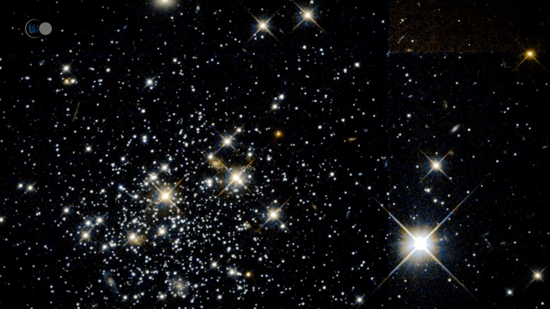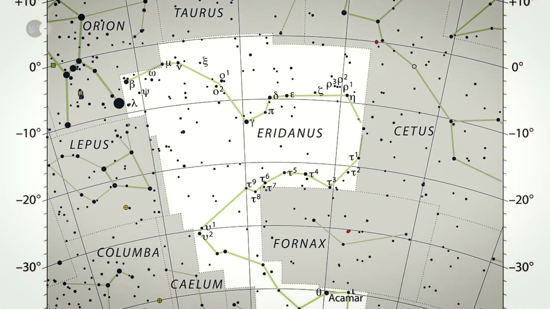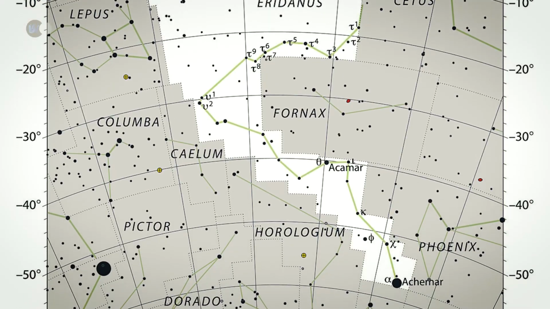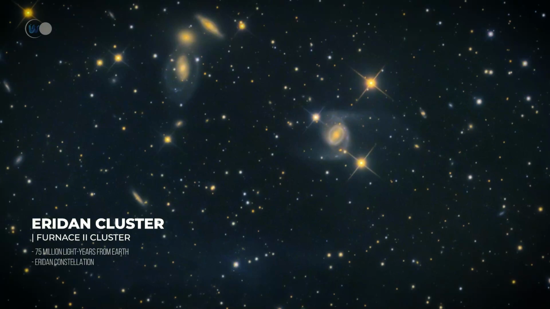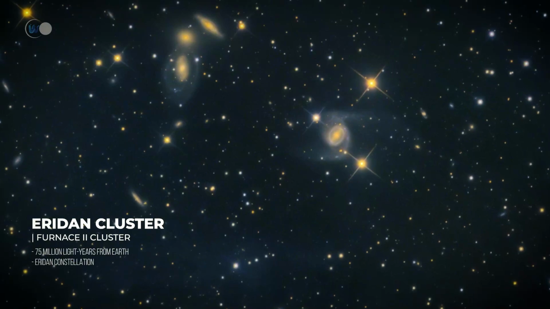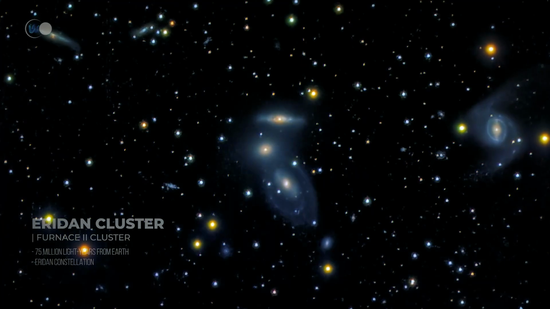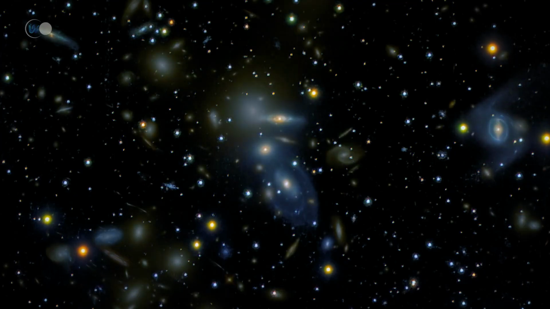The Eridanus cluster is a cluster of galaxies whose center lies around 75 million light-years from Earth. It is located in the Eridanus constellation. It contains around 200 galaxies, with approximately 30% elliptical or lenticular galaxies and 70% spiral or irregular galaxies.